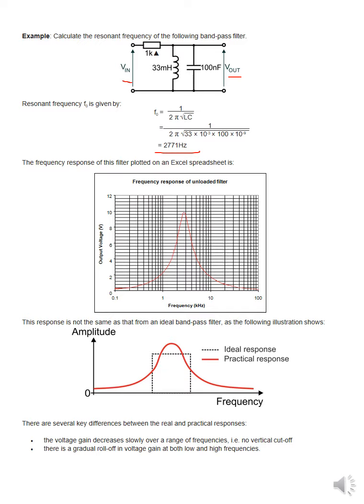Okay, the response is not the same as that of an ideal band pass filter, as the following illustration shows. So you can see the ideal should be like this, but as I told you, at low frequencies the gain or the amplitude or the output is low, but it's not equal to 0. However, ideally it should be equal to 0. So the actual plot of a band pass filter is like this. Ideally it should be like this.